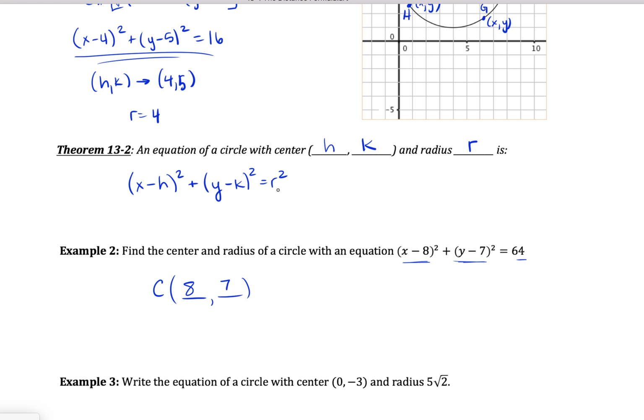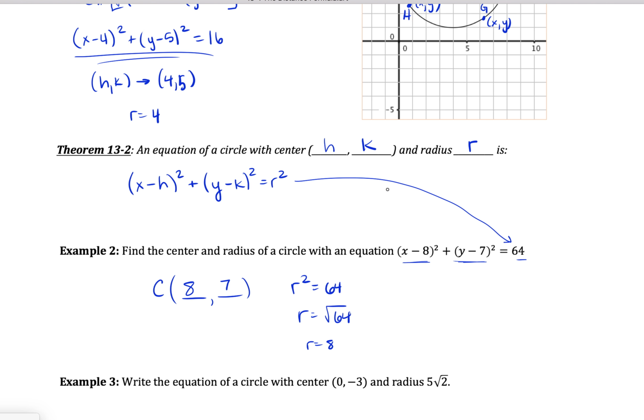Now the radius can be found by looking at what this side is equal to. It's equal to 64. That is r squared, right? r squared is equal to 64. So r would be the square root of 64, which is 8. So this circle would have a center at (8, 7) and a radius of 8.